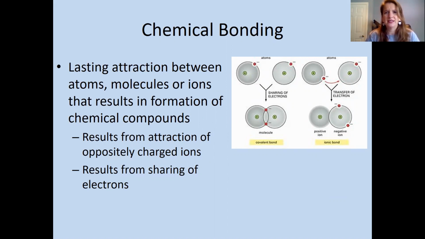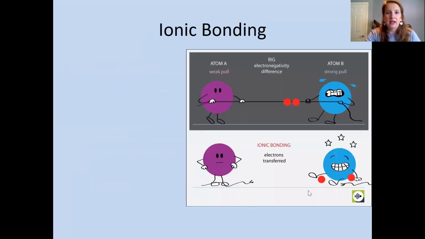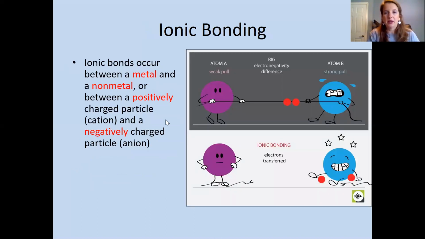Chemical bonds can exist depending on how the electrons are interacting in between those two atoms. So we have two different kinds of bonds that we're going to be talking about. The first one is going to be ionic bonds. And ionic bonds exist between a metal and a nonmetal. So when we look at the periodic table, we know that the metals exist on the left side and the nonmetals exist on the right side.